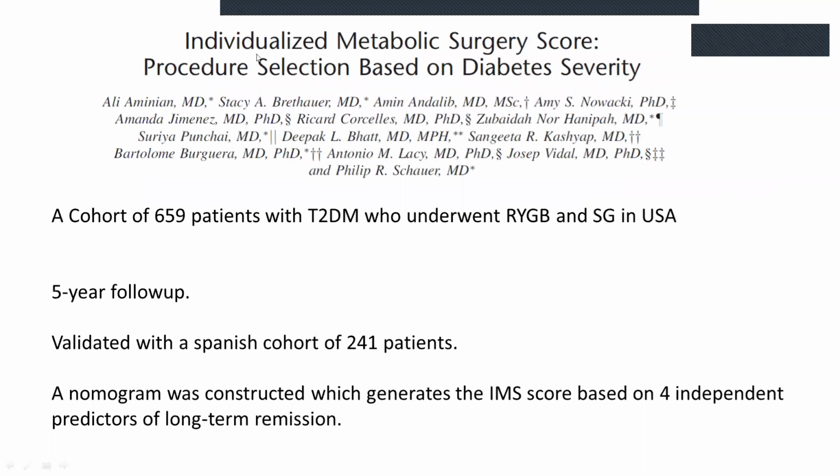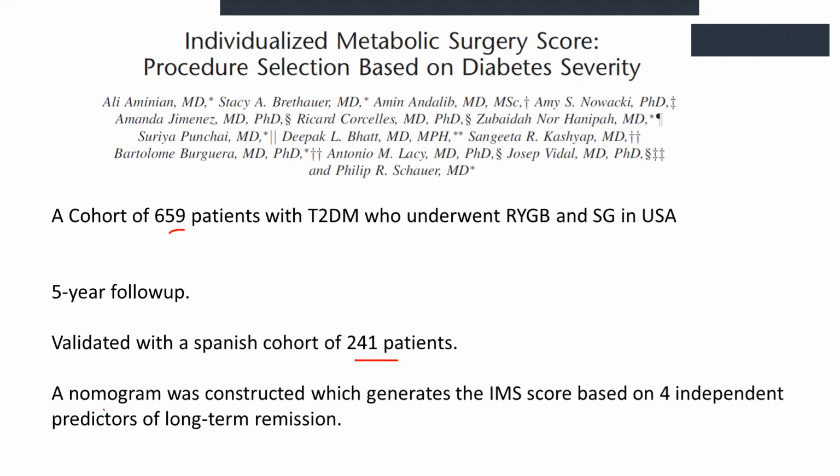Let's go to the IMS score now. It's the Individualized Metabolic Surgery Score. It was done by Aminian et al., and it was based on a cohort in the USA. 659 patients were included. They had a 5-year follow-up, and it was finally validated with a Spanish cohort of around 241 patients. The total cohort would amount to around 900. So this was the largest cohort for such a predictive model.